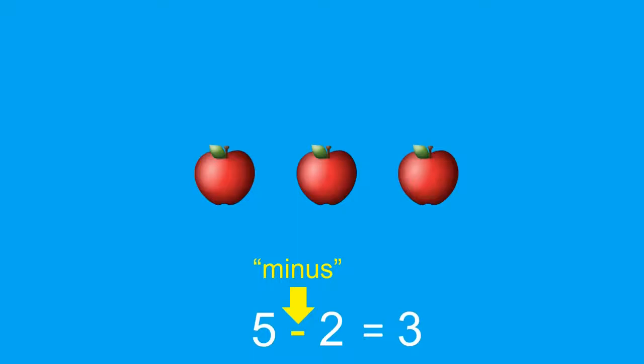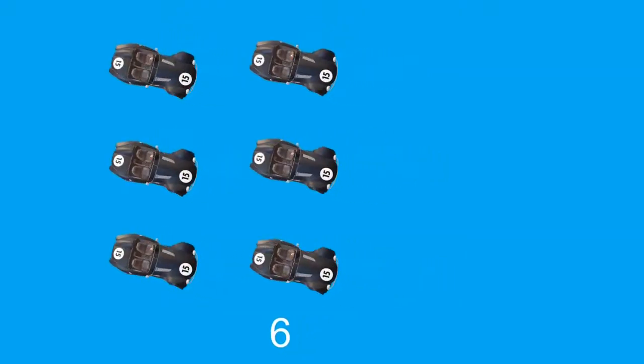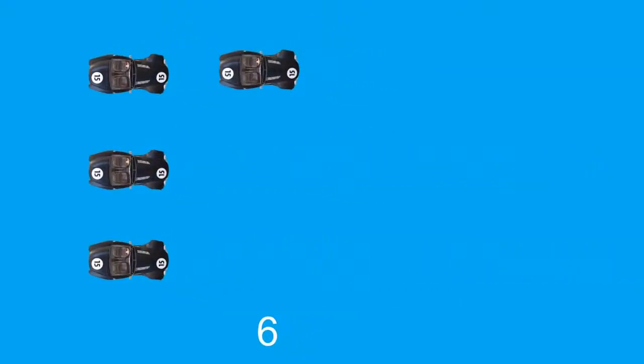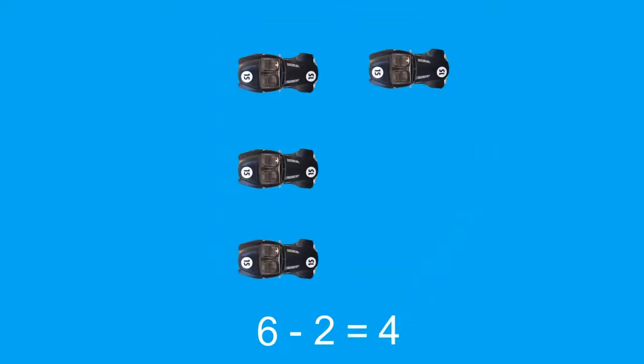Let's try another example. Here are 6 cars. Two of them drove away. Because 2 of them are gone, we need to subtract 2. So we write minus 2. Finally, we have 4 cars left. So our answer is 4. So our math sentence is 6 minus 2 equals 4.